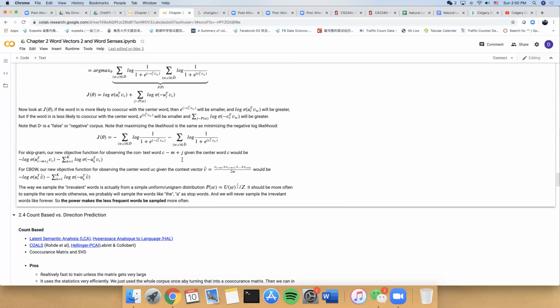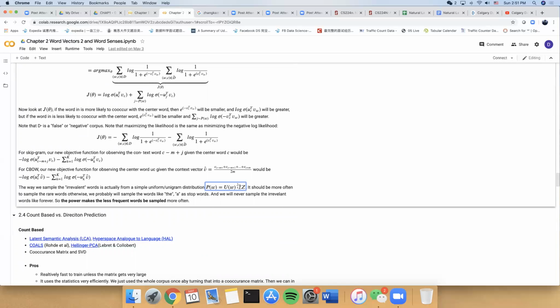The way we sample the irrelevant words or the bad windows, the default one, of course you can use your own rules, is called a 3/4 unigram distribution. The function is going to be like this: P(w) equals U(w) to the power 3/4, where U(w) is the unigram distribution, divided by the normalization term here.